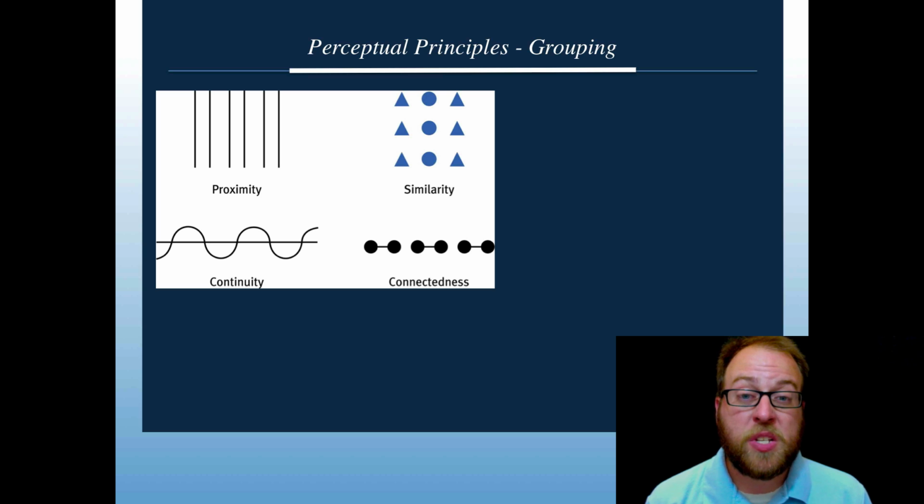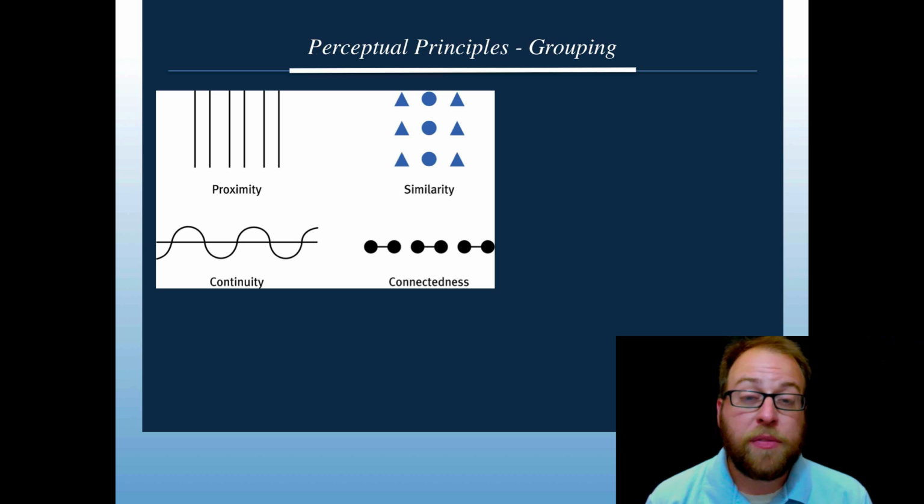The brain does this through a variety of Gestalt principles. I won't get into the details on each of these principles. You should study them carefully in your text. But what I will mention is that the brain is very good at grouping things together. We group things by their proximity, by their similarity, by their continuity, and by their connectedness.